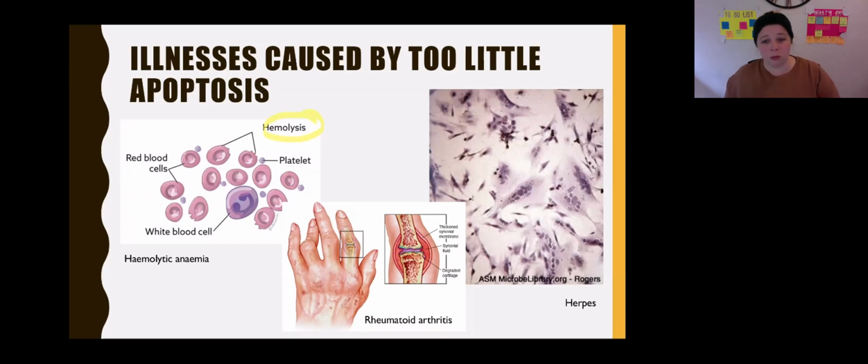Another one here is rheumatoid arthritis. Some of you might have sore joints. I doubt it at your age. It's very unlikely. It's more of an old person disorder, but it can happen in people younger.